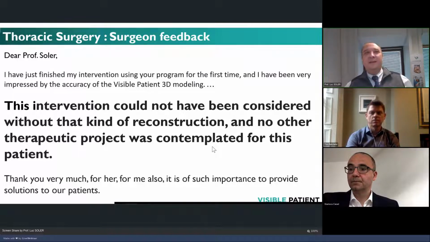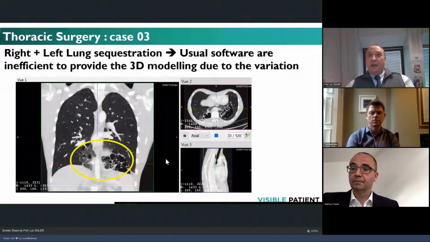Of course, it's only one case. We cannot generalize from that, but it's an illustration of the possibility that is offered when you can have such 3D reconstruction for patient-specific surgery. So, I tell you that it can be applied for cancer, but also for other pathologies.